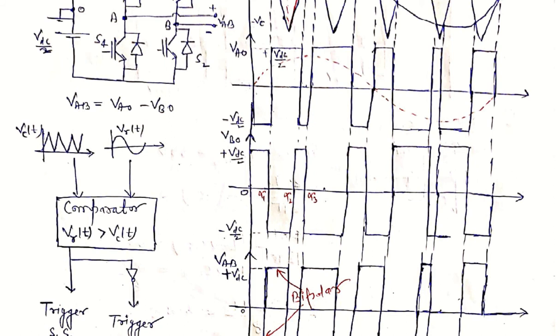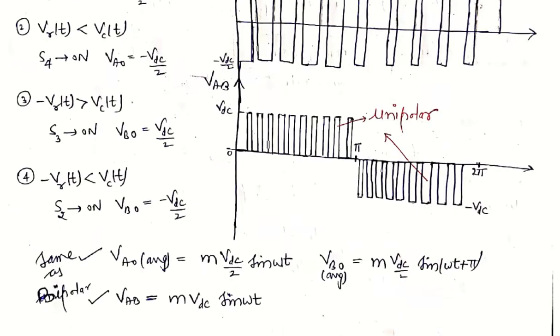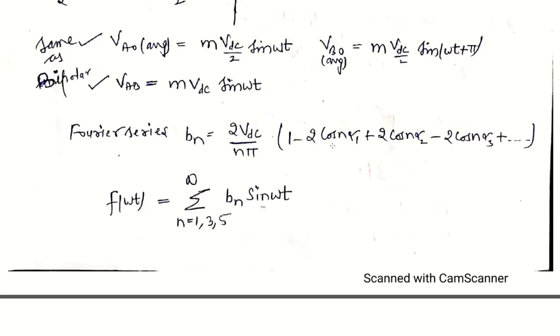So we will write in the Fourier series expression of unipolar, that is equal to 1 minus 2 cos n alpha 1, and for n alpha 2 the waveform goes from minus VDC to plus VDC by 2. So it is plus 2 cos n alpha 2 and again minus 2 cos n alpha 3, plus and minus in alternate fashion, by seeing the waveform going from the positive edge to negative edge respectively. And this is the general expression of Fourier series.